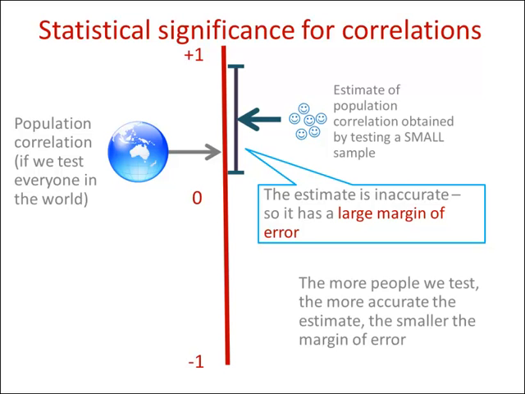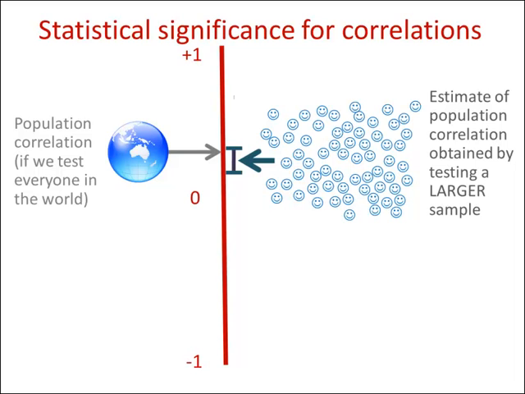Now we start testing a larger number of people. The effect we get is an estimate which is much closer to the population correlation, with a much smaller margin of error, a much smaller confidence interval.